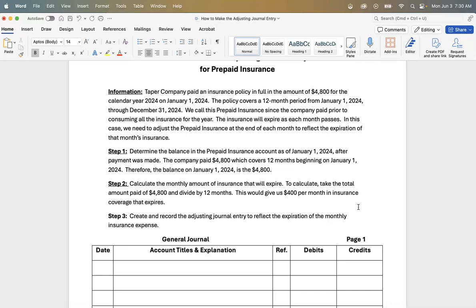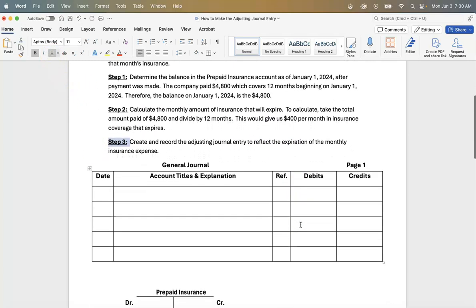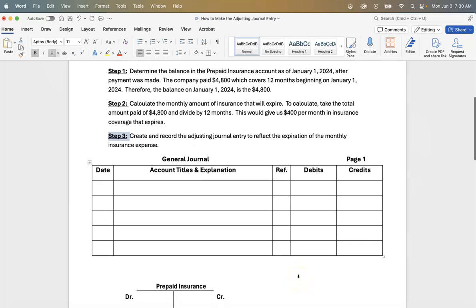I'm going to give you 3 steps here that we're going to take a look at to determine what that amount will be and then how to adjust that account. Let's look at the first step, and that is, first of all, we determine the balance in the prepaid insurance account as of January 1st when that payment was actually made. And again, we paid $4,800 for 12 months beginning January 1. In our journal here, we will just say 1/1 of 24 is the date we're making this entry. We are increasing our prepaid insurance account.